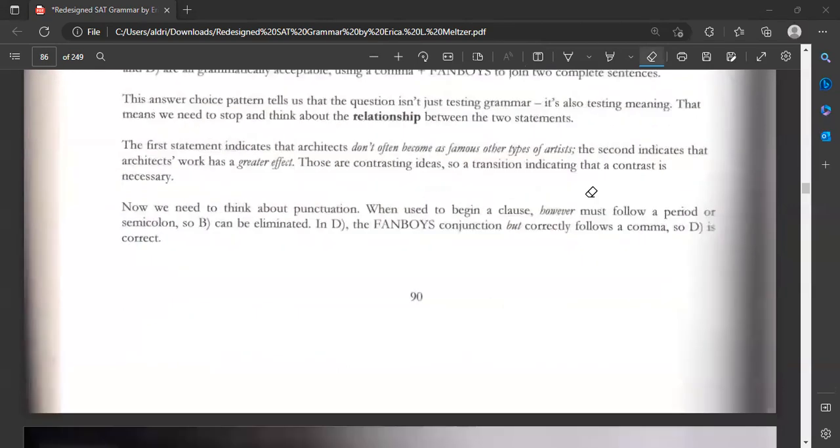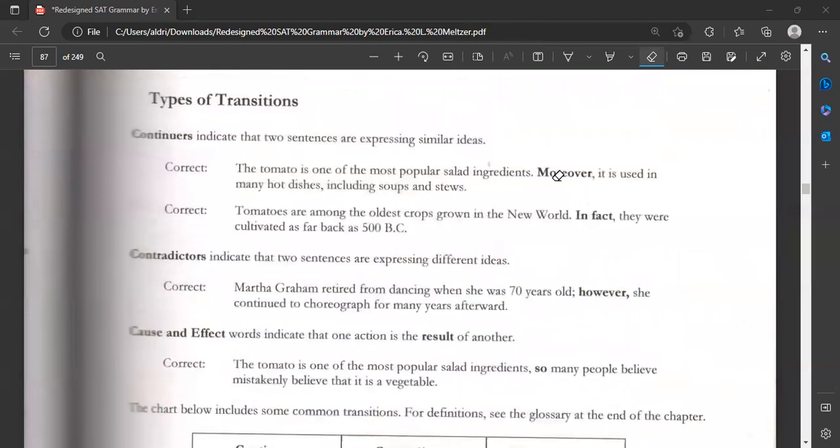All right, awesome. Okay, so I kind of gave you guys a heads up. The types of transitions that we have: 3 types of transitions. We have continuous, we have contradictors, and we have cause and effect. All right, so what are these exactly? Let's get right into it. So like I told you already, continuous are types of transitions that indicate two statements expressing similar ideas.